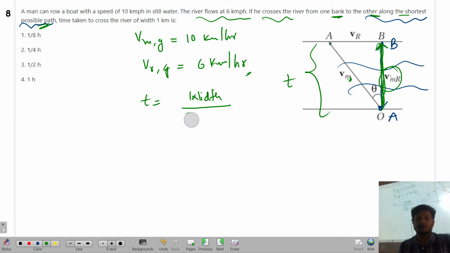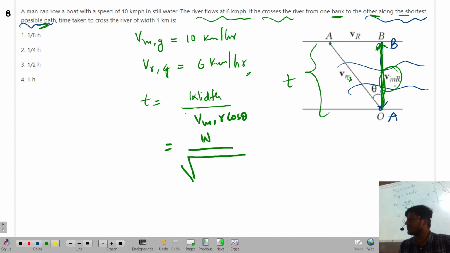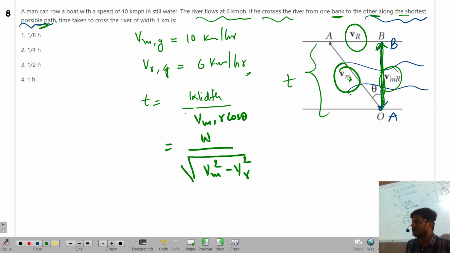I can write this as what? Look over here. Simple V of man with respect to r cos theta. But that is only the width, width divided by root over. Now look over here. What is this going to be? Velocity of man with respect to river cos theta. This is going to be what? This is resultant square minus river square, or not? Tell me yes or no. That will be velocity of man square minus velocity of river square.